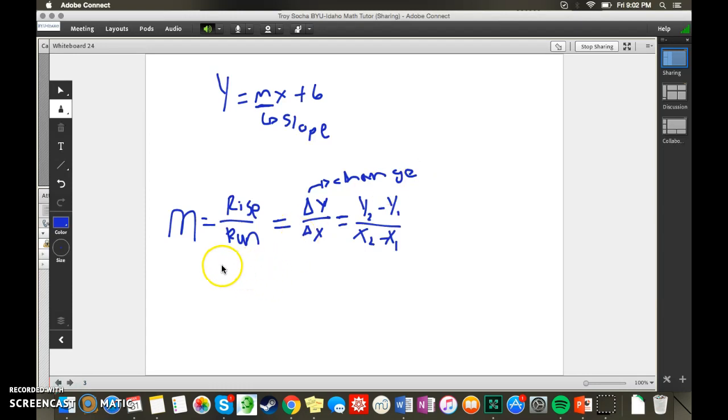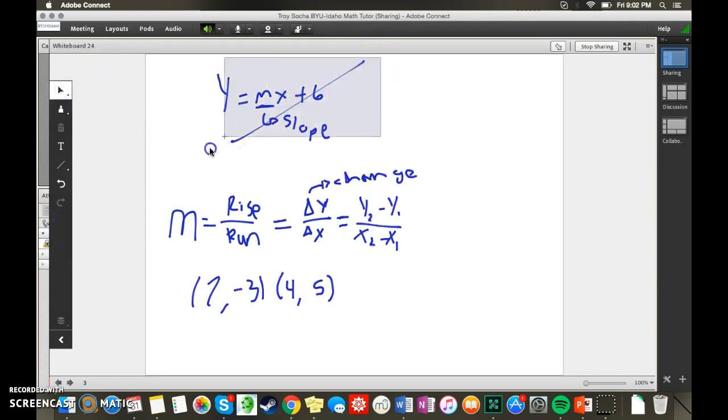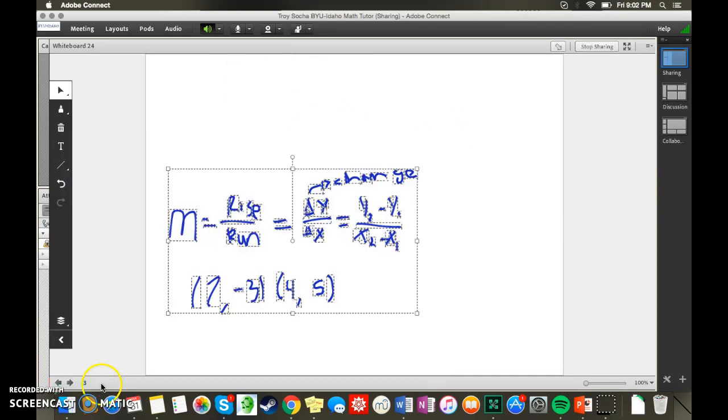If we're given 2 points, say 2 and negative 3, and 4 and 5, we need to make an equation that will work with that, right? So again, we're looking for the m of our equation. We don't really need to know anything else right now. We just need to know the m. We're going to create a line that goes through these 2 points.